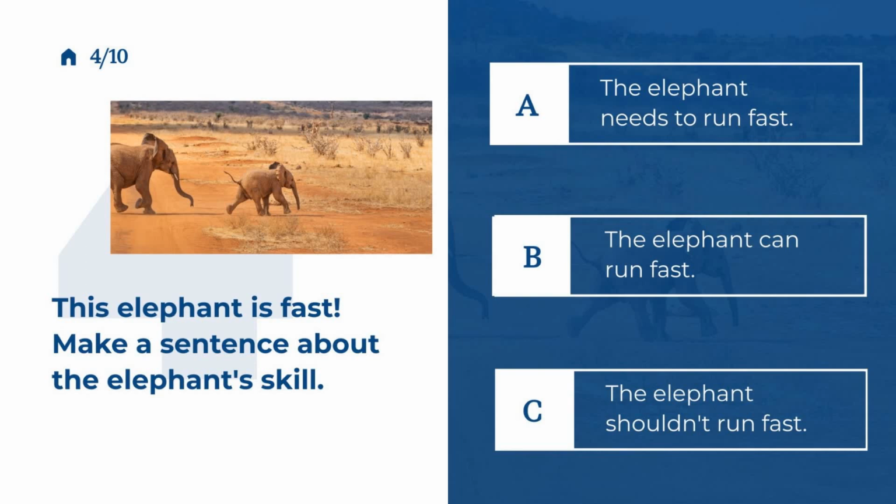This question asks you to make a sentence about the elephant's ability or skill. You remember that the modal verb for ability or skill is can, so it would be B, the elephant can run fast.